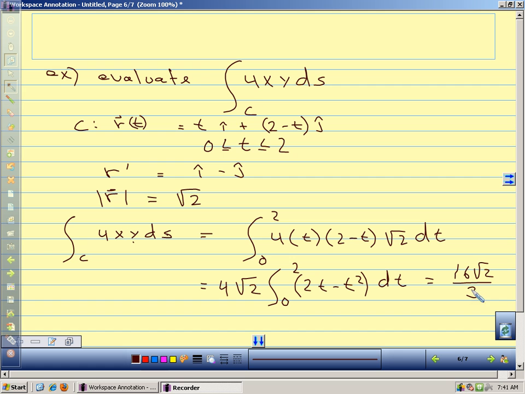So to evaluate my line integral, I need a parameterization for my curve. I need to represent the function in terms of the parameterization and substitute. I need r prime. My ds turns into the length of r prime dt. And then I plug all of that into my integral and evaluate. Questions on that? Line integrals of scalar functions are pretty straightforward.